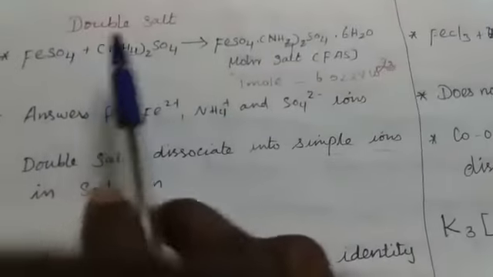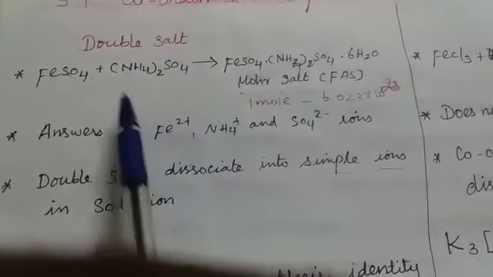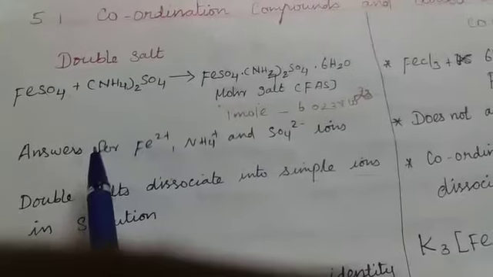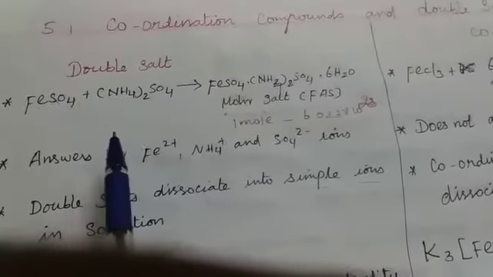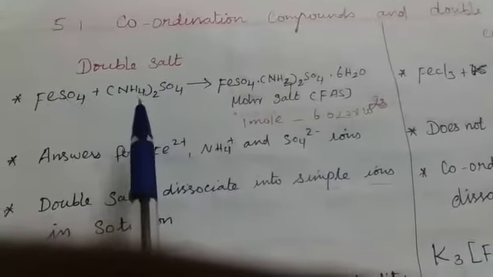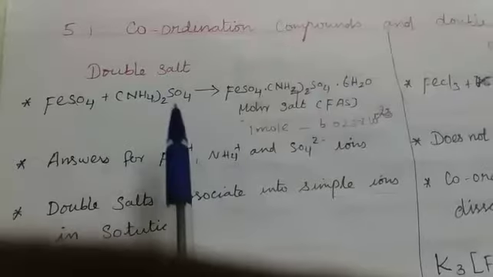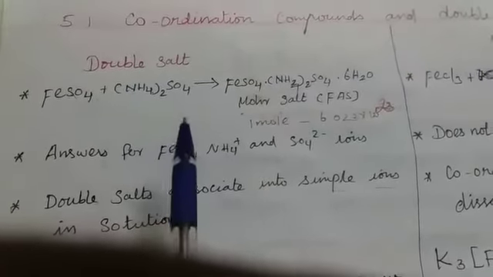Here there are two equimolar solutions: ferrous sulfate and ammonium sulfate. What is meant by equimolar solution? Before that we should know molar. Molar means the number of moles of solute per liter of a solution.